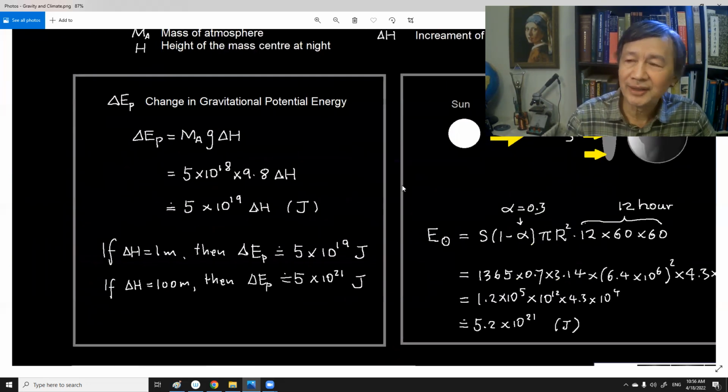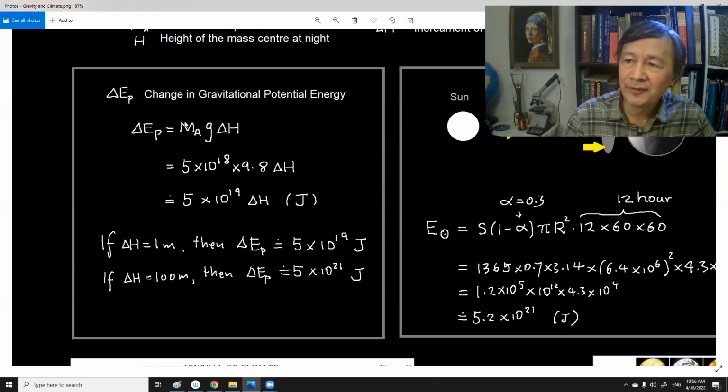So on the left-hand side, let's first work out the expression for the change in the gravitational potential energy. This is a simple formula: delta EP equals m_a, the mass of the atmosphere, multiplied by g, the gravitational acceleration, multiplied by delta h, which is the change in the height of the mass center.